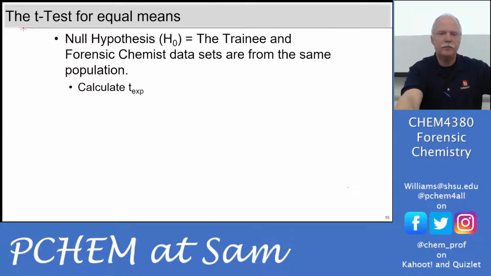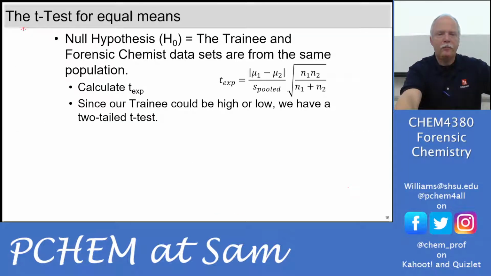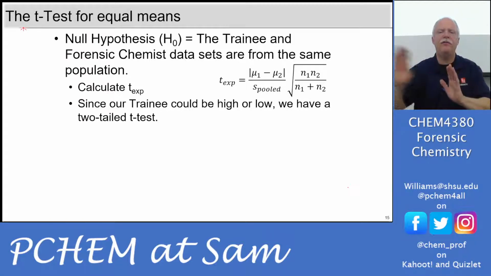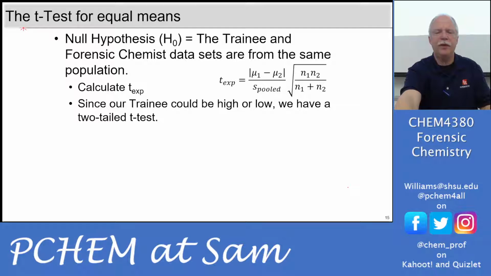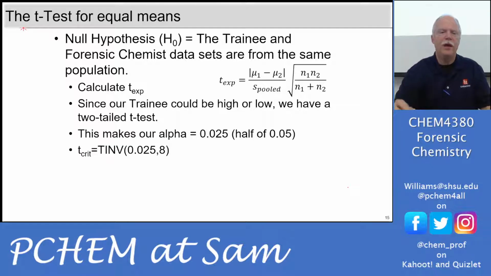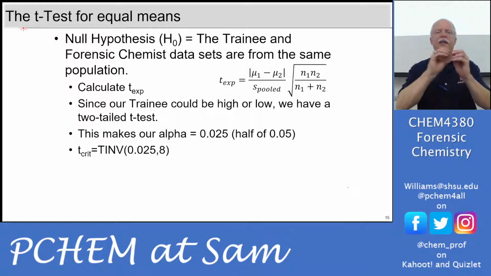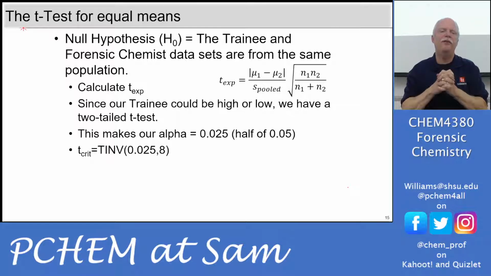So let's look at this. Since our trainee could be high or low, we have a two-tailed t-test. There's a one-tailed test where you can only have values that go in one direction, or the two-tailed. We're taking the absolute value of that difference, so we get a positive number. But because it's two-tailed, we're trying to see how far it is on either side, and so we have to use half of our alpha.